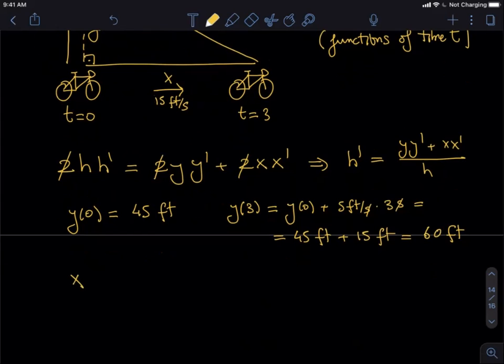And then what is x? So x of 0 is 0, because it's when the boy was right under the balloon. And then he displaces from there. x of 3 will be 15 feet per second times 3 seconds. So that makes 45 feet.